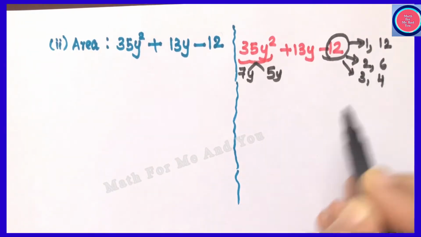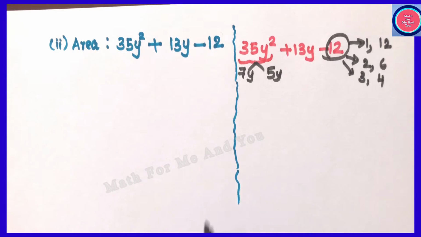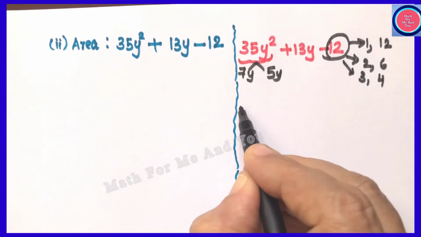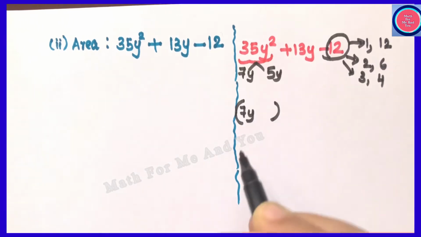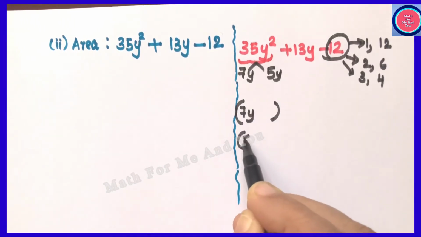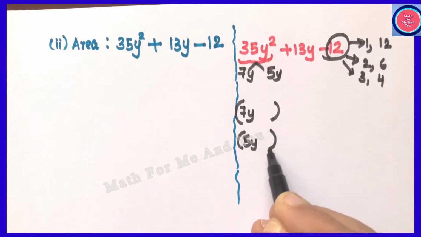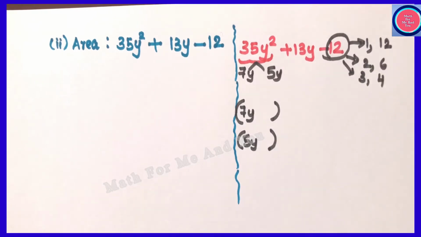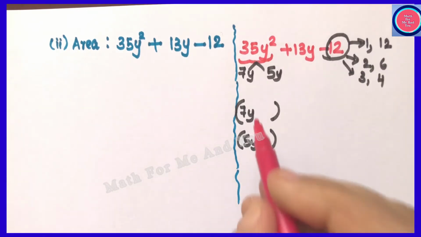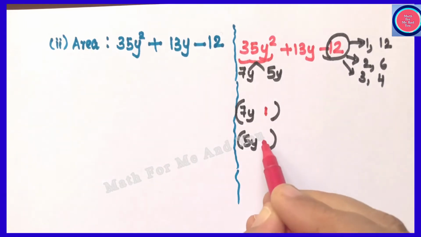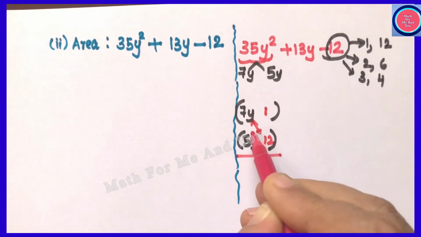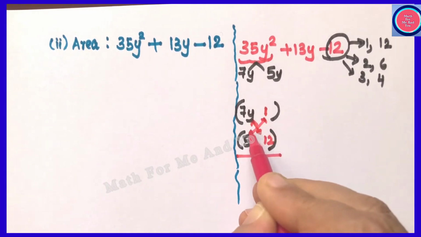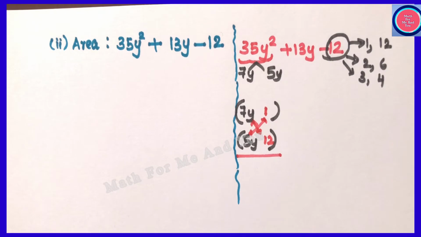There are many factors. Which are the correct two numbers matching with the 7y and 5y? We have to find. How to find? We write 7y with the number up, 5y with the number down. And the numbers are pairs, 1 and 12, 2 and 6, 3 and 4. We could start with 1 and 12. Cross multiply and check the y term. The middle term we have to get 13y, 7y times 12 and 5y times 1.